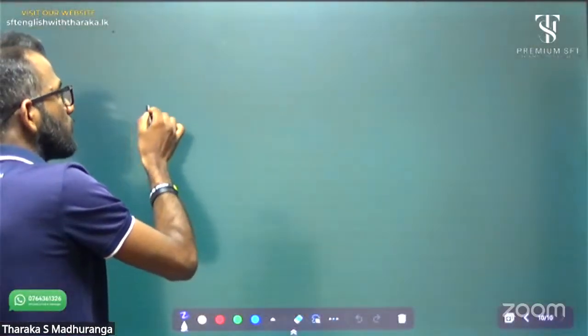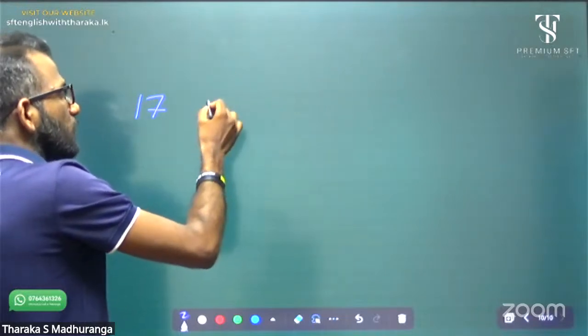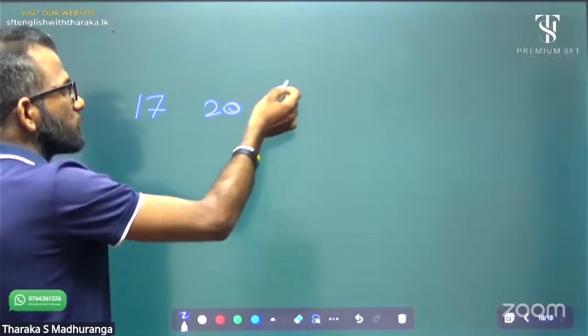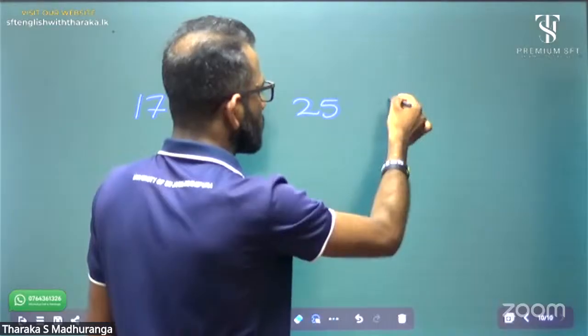Then if we take ET, there are 17 lessons. BST I can't remember, I think it is around 20 lessons. And we have 25 lessons, and ICT I can't remember.